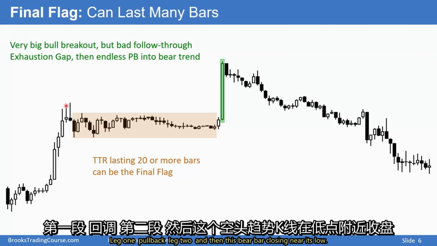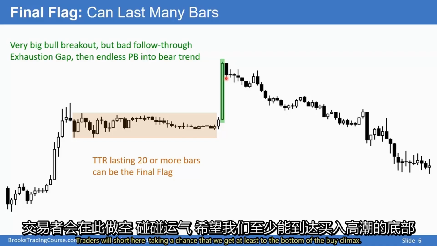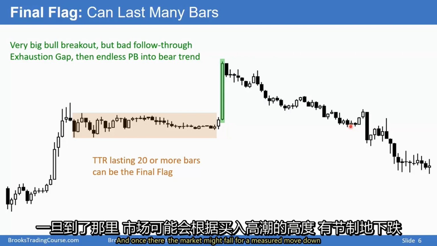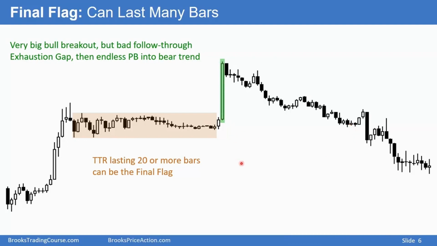Leg one, pullback, leg two, and then this bear bar closing near its low. Traders will short here, taking a chance that we get at least to the bottom of the buy climax. And once there, the market might fall for a measured move down based upon the height of that buy climax.